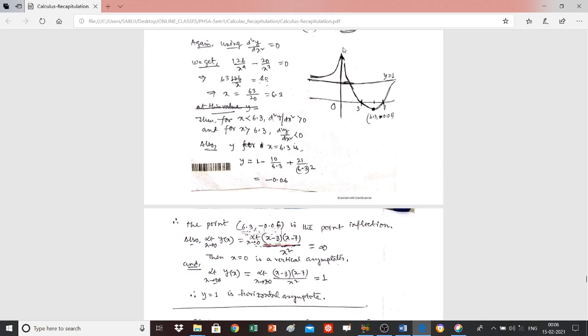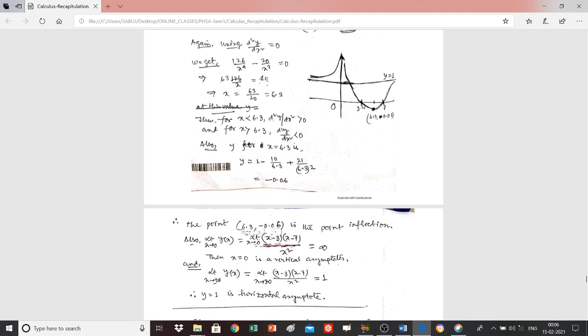This is the asymptote, which is parallel to x equal to 0 here. So x equal to 0 is an asymptote, and another asymptote is y equal to 1. That is here, and the graph is here. This point is the point of inflection, here 6.3 and minus 0.01, and the points of intersection are 70 here, and 30.